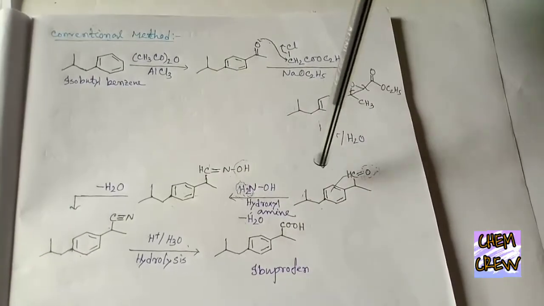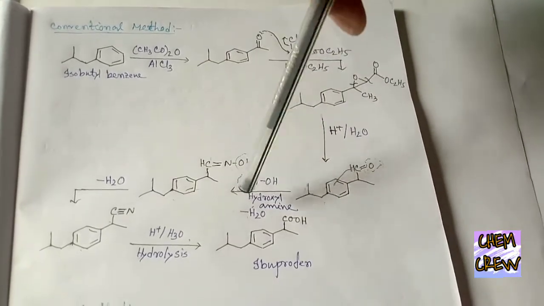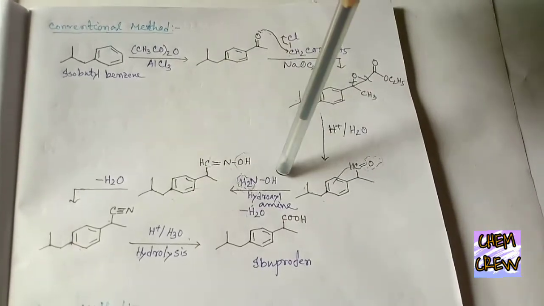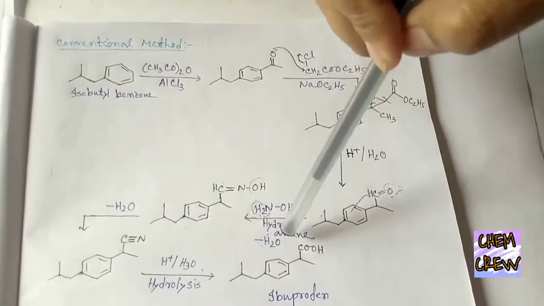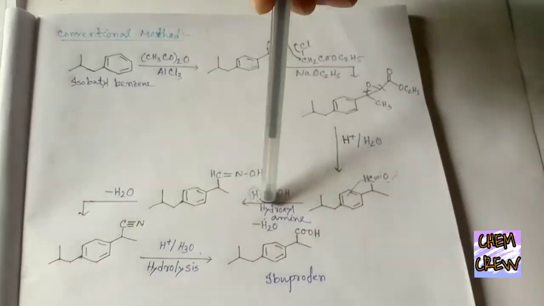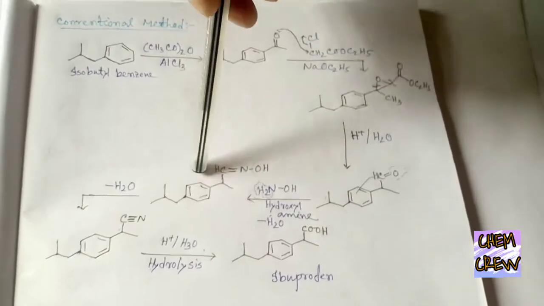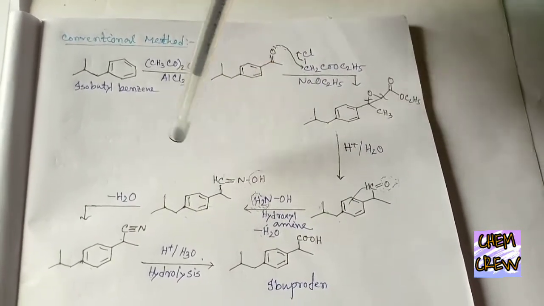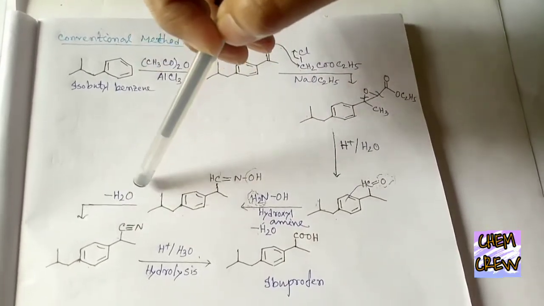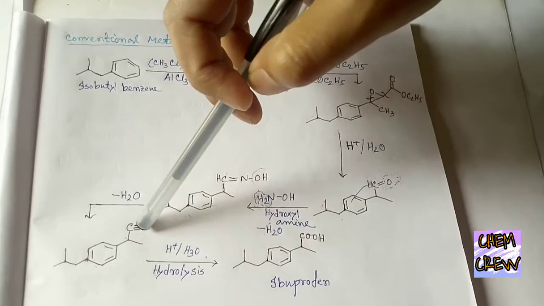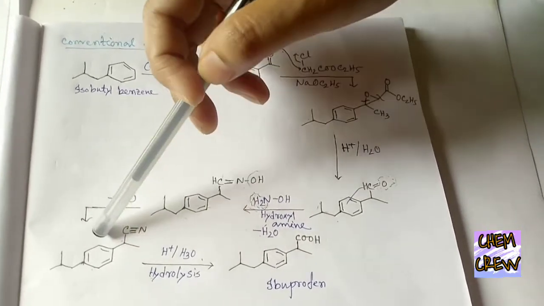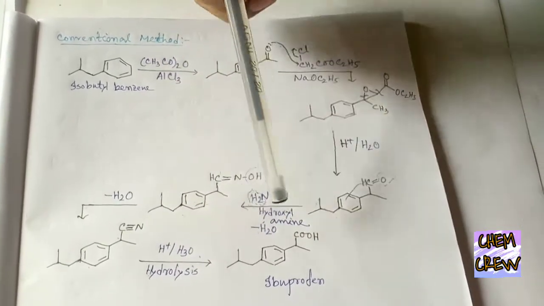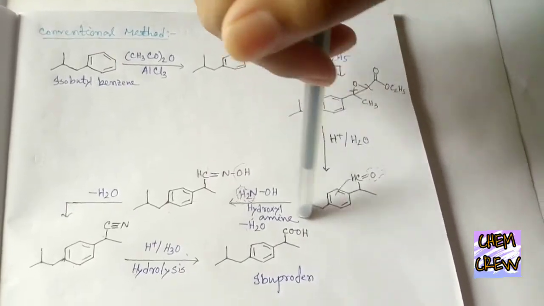Then this aldehyde is treated with hydroxylamine, and this product is produced after elimination of a water molecule. Also in this product we can see that there is a hydroxyl group and a hydrogen, so another water molecule is eliminated and the corresponding cyanide molecule is produced. Then by hydrolysis of this cyanide, the corresponding acid is produced, and this is the final product, ibuprofen.